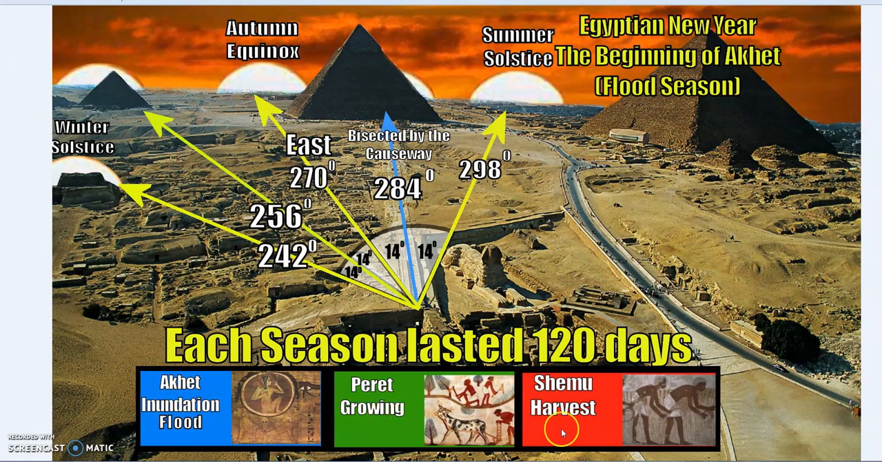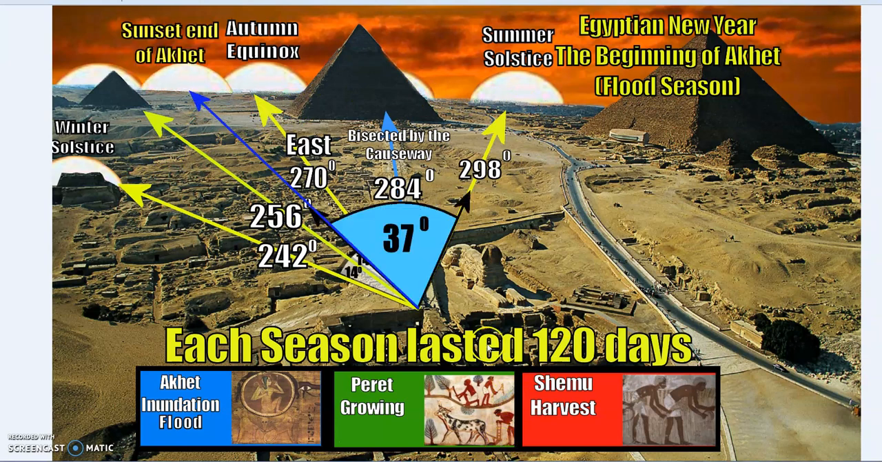Peret, the growing season. And then Shemu, the dry or harvest season. Each one of these seasons lasted 120 days, and because the sun moves back and forth throughout the year, 120 days would be 37 degrees.